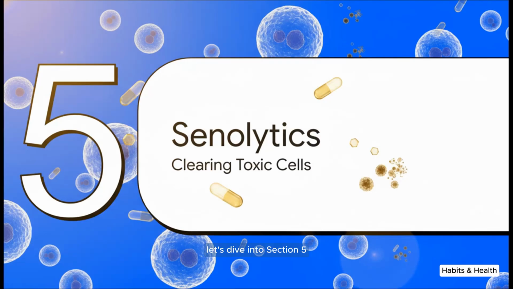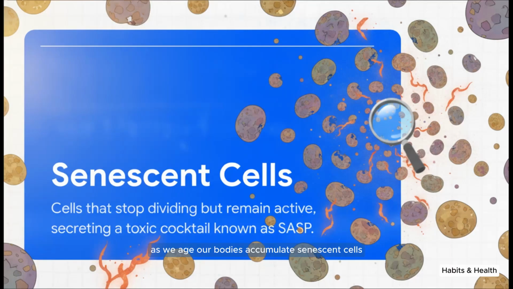Let's dive into Section 5, Senolytics and the Science of Clearing Out Toxic Cells. As we age, our bodies accumulate senescent cells. In the scientific community, these are often literally called zombie cells. Why? Because they completely stop dividing, but they refuse to die. They remain metabolically active. And instead of clearing out properly, they sit there and secrete a toxic pro-inflammatory cocktail known as SASP. This zombie cocktail poisons the surrounding healthy tissue, completely disrupts tissue repair, and drives a state of systemic inflammaging. And inflammaging is a fundamental root cause of nearly all age-related diseases.